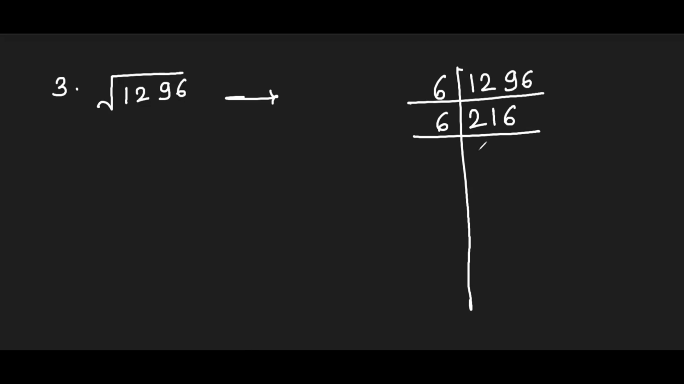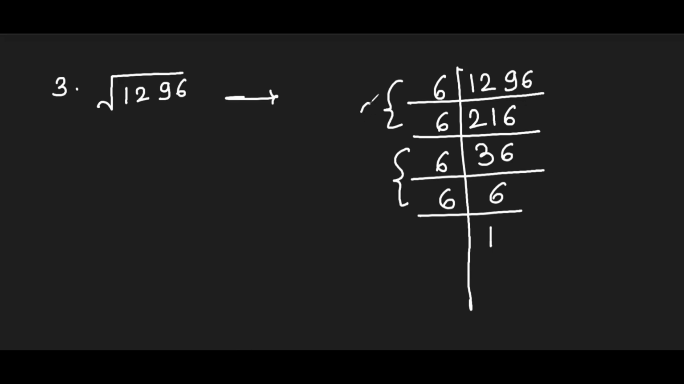Less than 21 will be 3. Again, 3 times 3, 36. Again, 6 times 6, 36. We got the 1 at the bottom. So 6 times 6, we got the answer. That is 36. That will be the answer for the square root of 1296. Erasing all to see the next question.